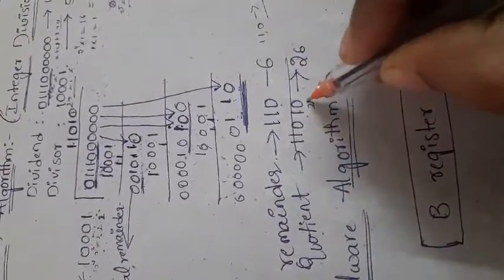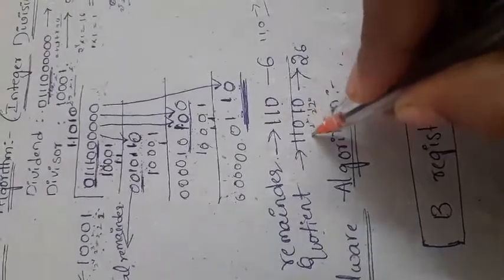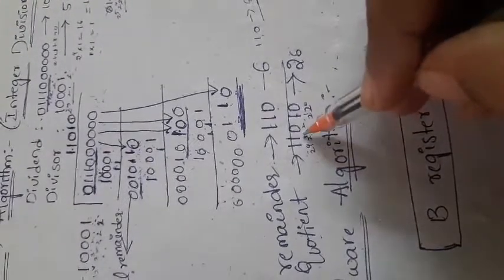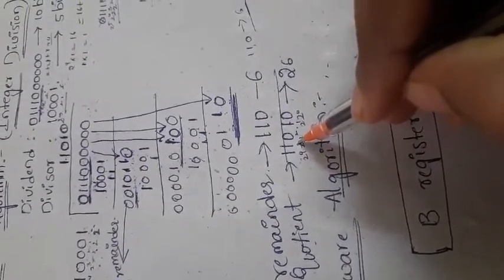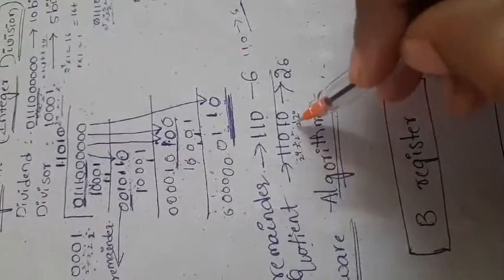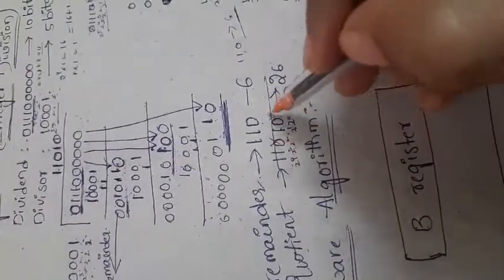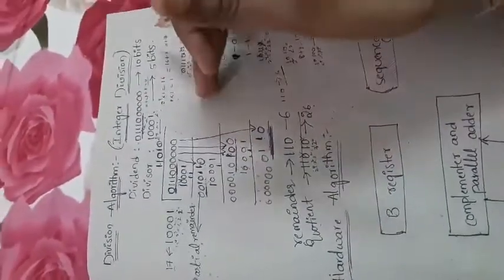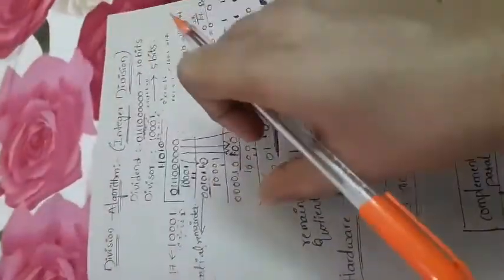You can calculate: 2 power 0, 2 power 1, 2 power 2, 2 power 3, 2 power 4. So 2 power 4 is 16, 16 plus 8 is 24. The other positions are 0, and 2 is present, so 24 plus 2 is 26. Okay, so finally this is the division algorithm, the procedure for performing a division operation between any two binary numbers. Now let's check whether the operation is correct or not.